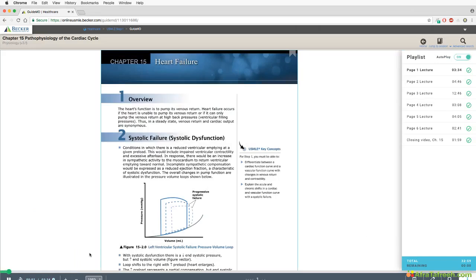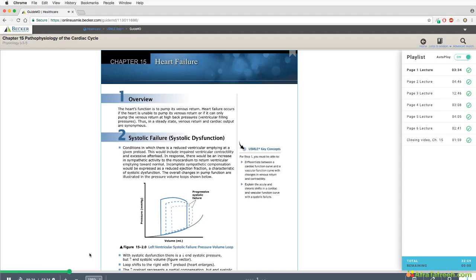Now, we mentioned earlier the heart's function is to pump as venous return. If the heart fails to pump as venous return, by definition, this is heart failure. But some texts will also say, if it pumps as venous return, but only at high back pressures, this is also considered heart failure. But in a steady state, venous return equals cardiac output.